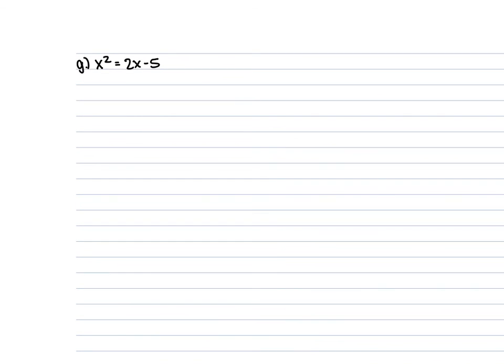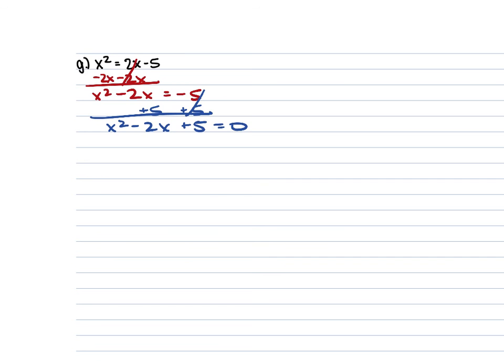For our last example, we have x squared is equal to 2x minus 5. I'm going to bring the 2x over by subtracting it from each side. We have x squared minus 2x is equal to negative 5. From here, I'm going to add my 5 to each side, and I have x squared minus 2x plus 5 is equal to 0. My A is 1, B is negative 2, and C is 5.